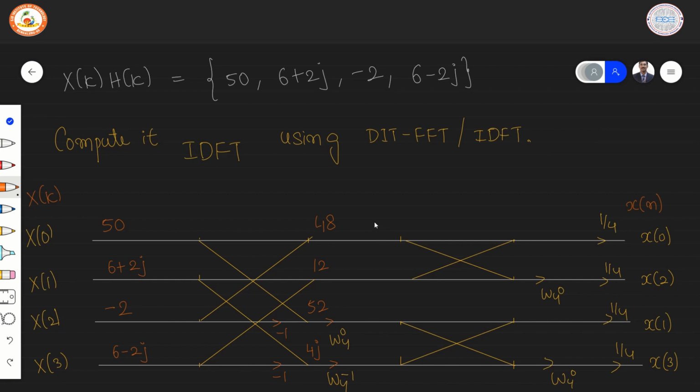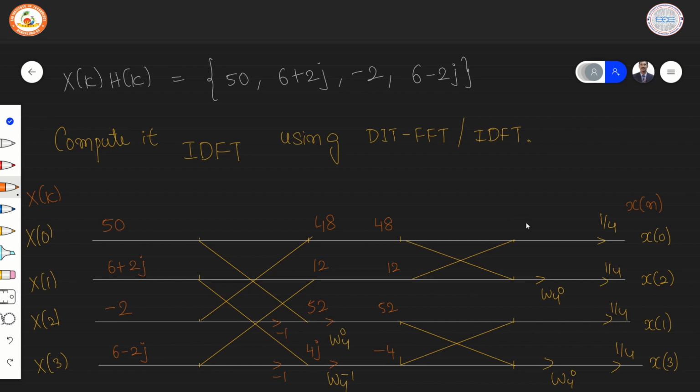Proceeding to the second stage, the input is expressed after scaling with appropriate twiddle factors. So W4 to the power of 0 is 1, so you get the same value 52, and W4 to the power of minus 1 is equal to plus j. Therefore, j into j is j square, which is minus 1.